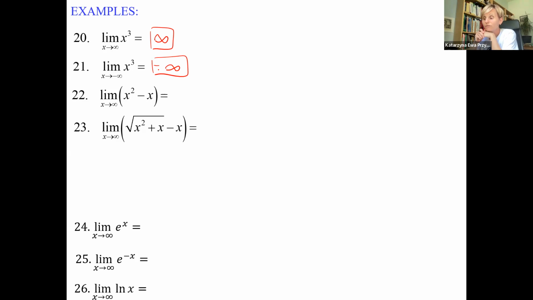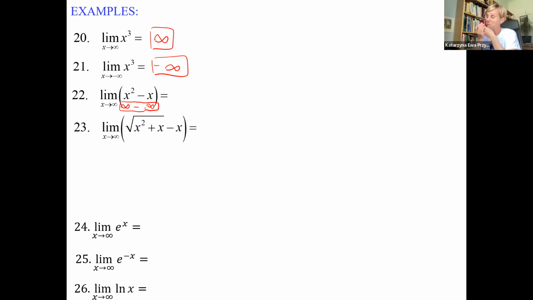Okay, 22 and 23, we have to be careful, because if we think about it individually, we have a difference of two functions, and thinking individually, x squared and x both go to infinity as x goes to infinity. This means we are facing another indeterminate form, a difference. We know infinity minus infinity could be anything. We have to focus on what kind of expression is hidden behind these infinities.